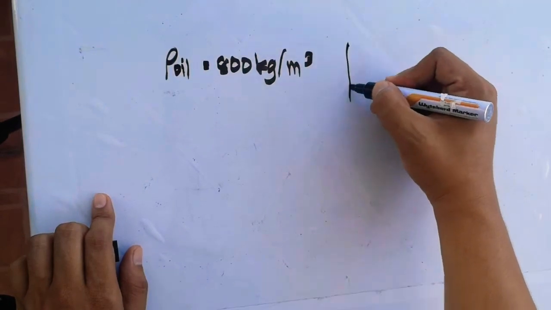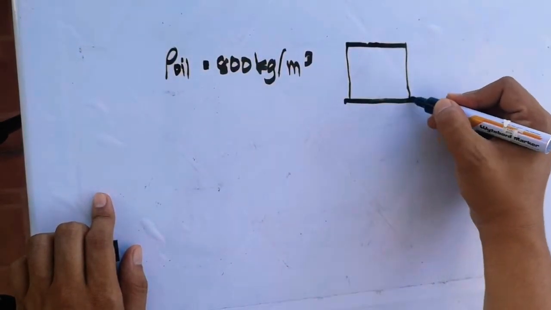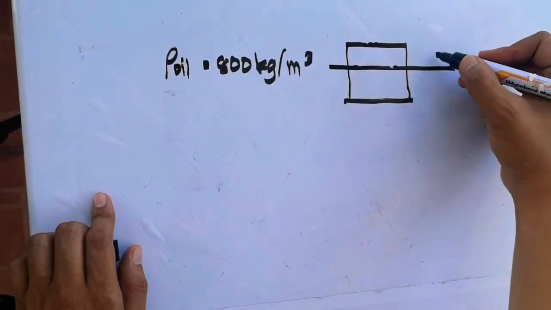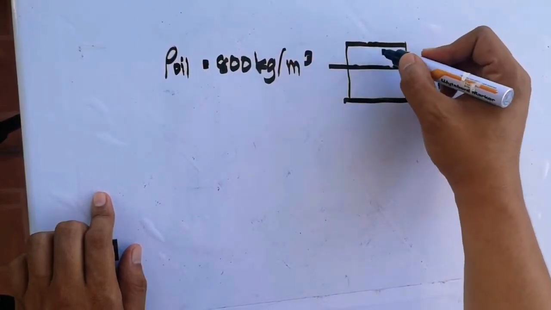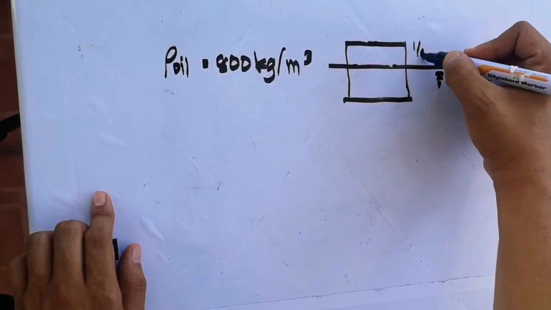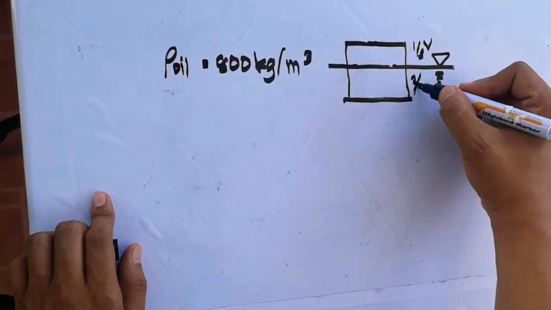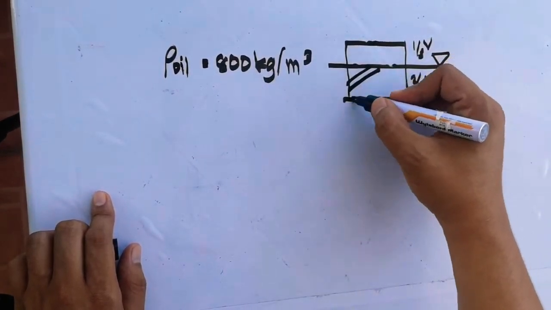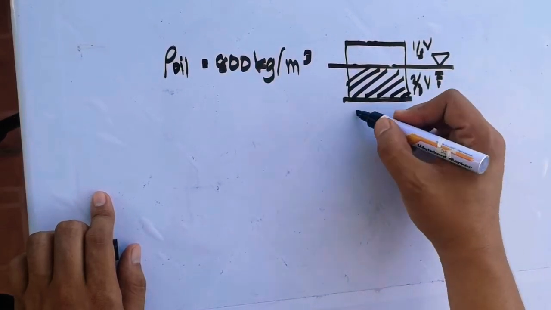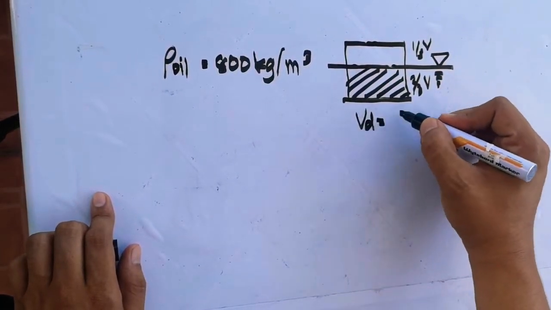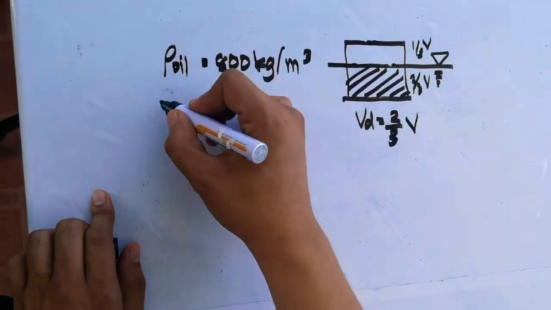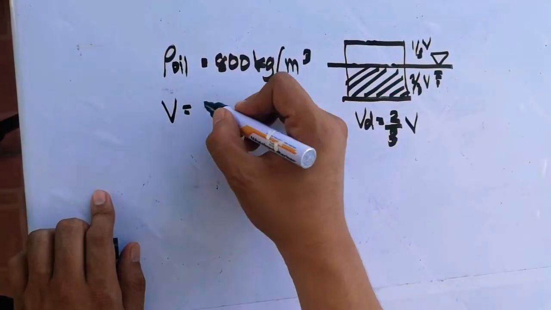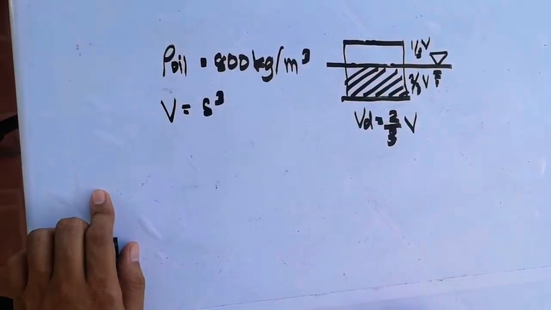So ibig sabihin, yung block daw natin, 'di ba? Ito yung block natin, ito yung surface ng oil natin. 1/3 is out of the oil. So ito yung 1/3 of the volume. Ang 2/3 of the volume is the volume that is submerged. Ibig sabihin, the displaced volume is 2/3 of the volume of the block. The volume of the block, since that is a cube, is equal to S cube.